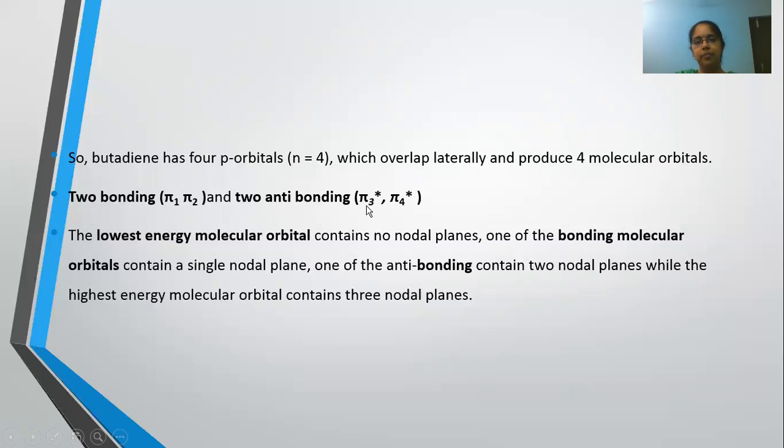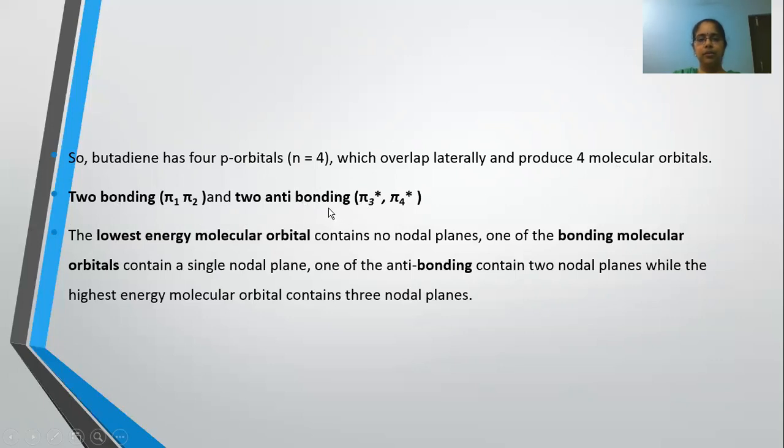So as we discussed, n number of atomic orbitals overlap and produce n number of molecular orbitals. So as butadiene has 4 p orbitals with 1 electron each, which are not involved in hybridization, they overlap laterally and produce 4 molecular orbitals. Out of those 4 molecular orbitals, 2 are bonding and the remaining 2 are anti-bonding. Bonding molecular orbitals are designated as pi1 and pi2. Anti-bonding molecular orbitals are designated as pi3 star and pi4 star.